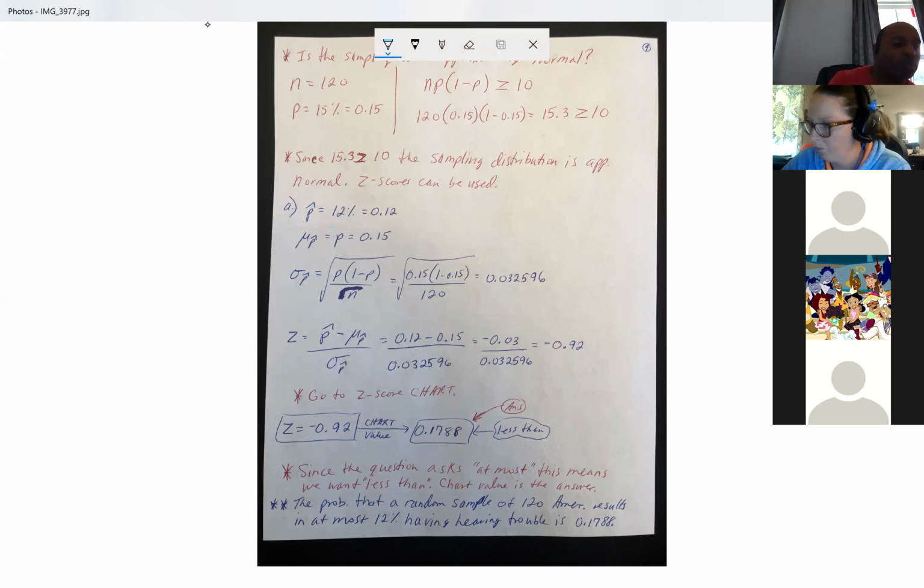So if something is at most, we're looking at this value, that number and everything less than it. If it said at least, then that would be that number and everything greater than it. So at most, that number and everything less than it. If it's at least, it's that number and everything greater than it. So we're going to use the chart value.